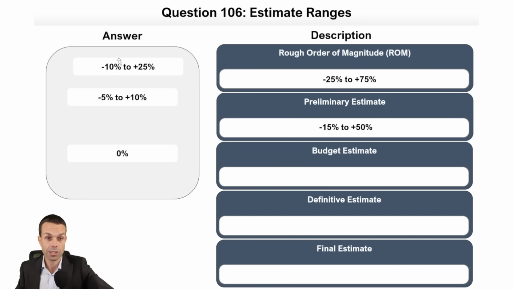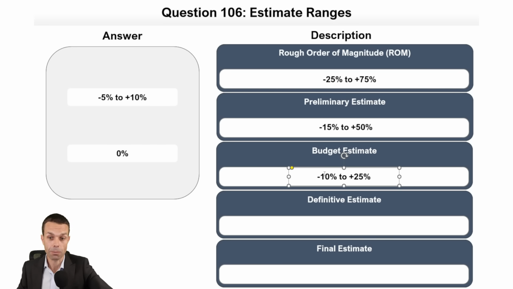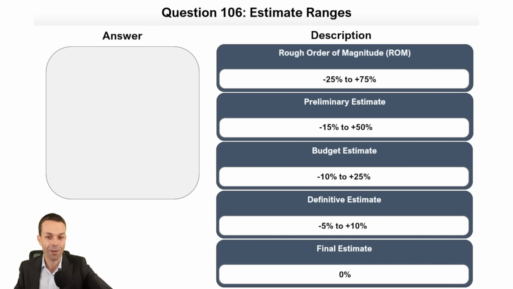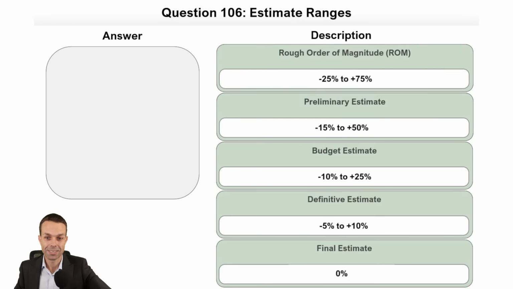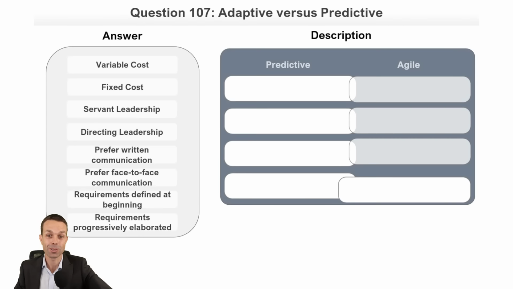The budget estimate, typically what we would put into a budget, we're going to say it's -10 to +25%, and we can often begin our project at that point. Now, the definitive estimate, if we're getting really, really close and we've got more information, -5% to +10%. And the final estimate, when things are actually done and paid for, we have no more wiggle room at all. It is now 0%. It is the final amount. Let's check it out. And there it is. Excellent. That was quite good. I do enjoy those estimates, so that's really good to go through.